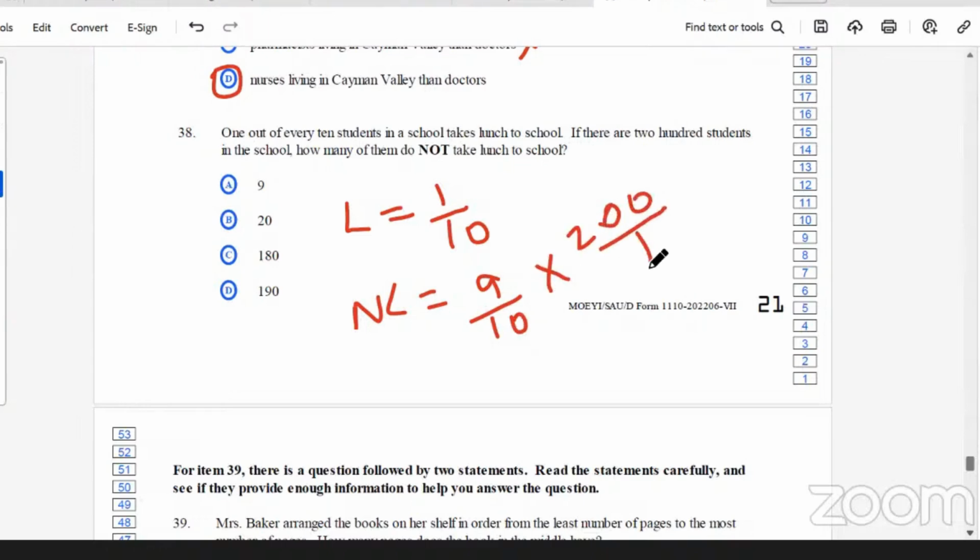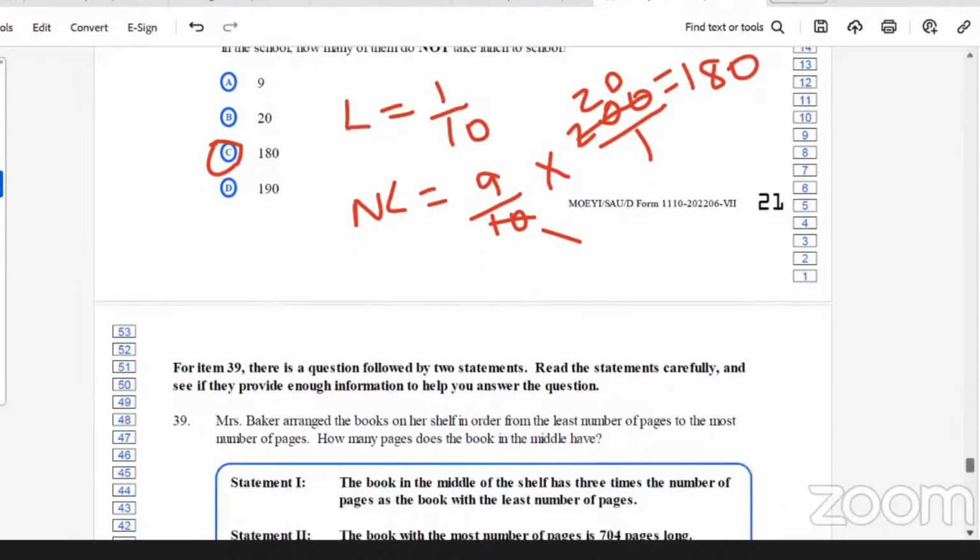All right? So 10 into 10 goes that. 10 into this goes 20. 9 times 20, that's 180. So the answer would be C. 180 students do not take lunch. Carefully read the question. Make sure you are answering what they are asking you.